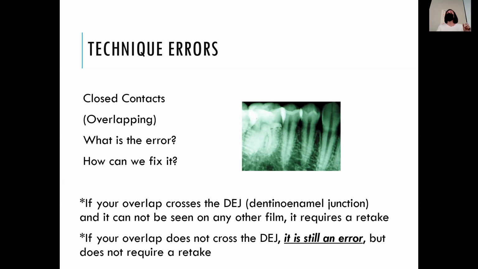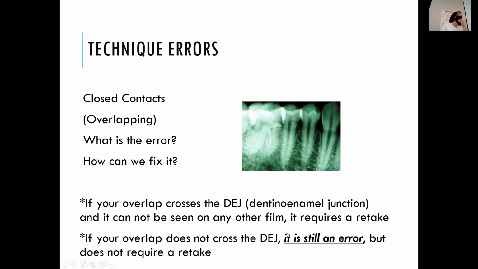So if your overlap crosses the DEJ and it cannot be seen anywhere else in your FMX, so you've taken an FMX and you've checked every picture that has tooth number 12 and 13, the bite wings and the PAs, and every single one of them is overlapped over the DEJ, that film will have to be retaken. If your overlap does not cross the DEJ, it is still an error, but does not require a retake.